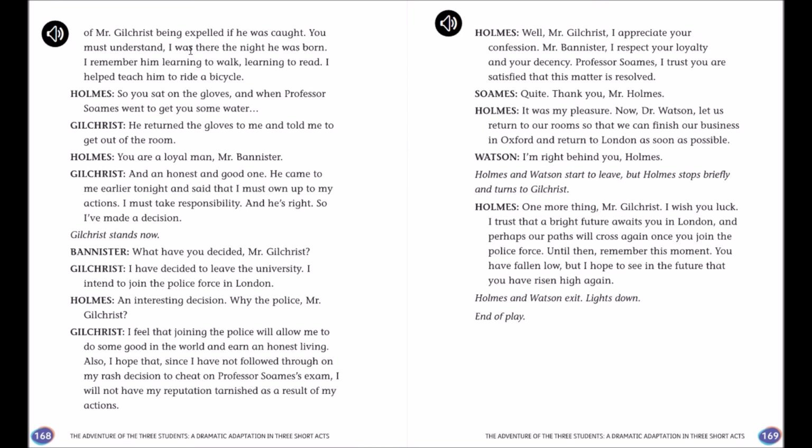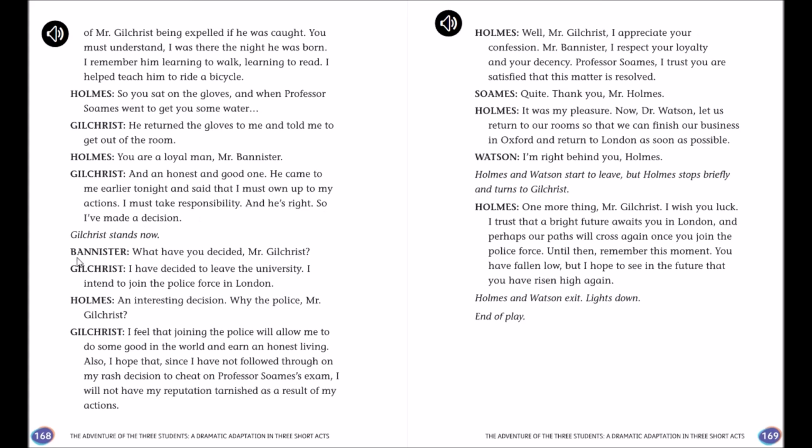You must understand, I was there the night he was born. I remember him learning to walk, learning to read. I helped teach him to ride a bicycle. Holmes: So you sat on the gloves, and when Professor Holmes went to get you some water... Gilchrist: He returned the gloves to me and told me to get out of the room. Holmes: You are a loyal man, Mr. Bannister. Gilchrist: And an honest and good one. He came to me earlier tonight and said that I must own up to my actions. I must take responsibility. And he's right, so I've made a decision.